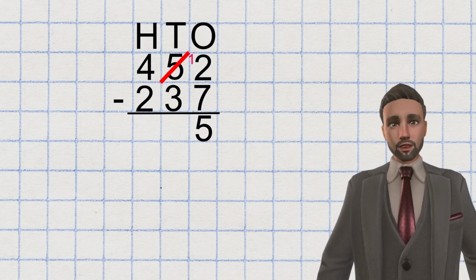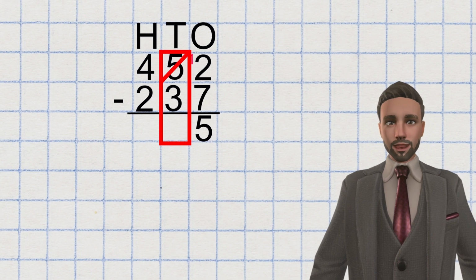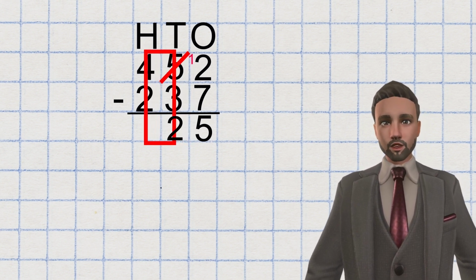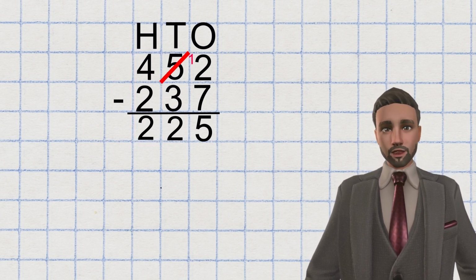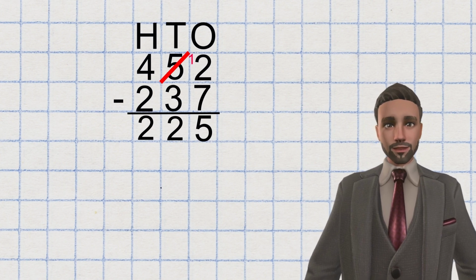Then we carry on just like we normally would. We move to the tens column. 5 subtract 3, 2. Hundreds column, 4 subtract 2, 2. And our answer is 225.